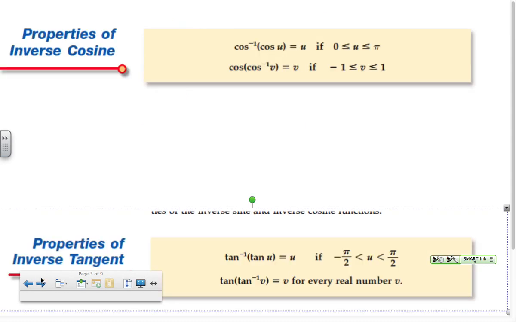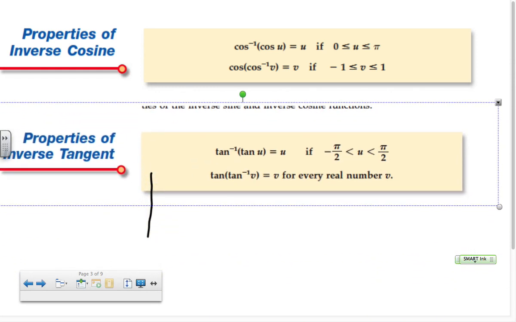Now the inverse values on cosine and tangent. I'm going to just put these up really quick, and we're going to do some examples. It's really not that hard. So cosine: if we do the cosine inverse first, in order for it to come out to be the same answer, u has to be between 0 and pi. If we do the cosine first, it has to be between negative 1 and 1. Tangent: if we have the inverse first, the u value has to be between negative pi over 2 and pi over 2. If the tangent comes first, it works for everything. It might be helpful to have these rules written down so that you can refer back to them.